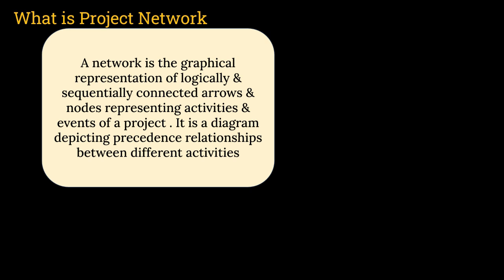I repeat once again, it is a network graphical representation of what? Logically and sequentially connected arrows and nodes. I'll clarify the word nodes also for you, representing activities and events of a project. It is a diagram depicting precedence. That means before this activity, which activity has to be completed. That precedence relationship is very much between different activities. That is very, very important.